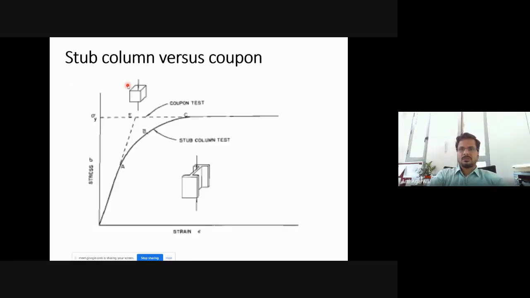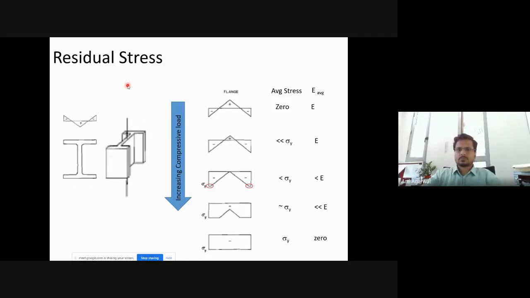Going back to the previous slide, here you started applying load. As you keep increasing the stress, the average stress is less than sigma y. Almost the entire cross section has yielded, but only some parts are not yielded. As soon as the entire cross section yields, you reach the sigma y value. Average stress is sigma y. The entire cross section has yielded. What is the net buckling strength of this column?